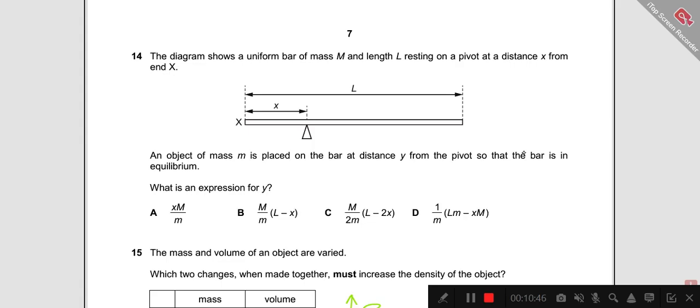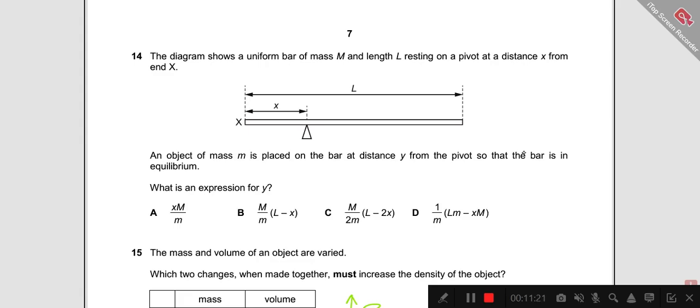The diagram shows a uniform bar of mass M and length L, and it is resting on a pivot at a distance x from end x. An object of mass m is placed on the bar at a distance y. So far we do not know where this object would be placed at a distance y. They didn't even tell us if it is on the right side or the left side, right? So that the bar is in equilibrium, what is an expression for y?